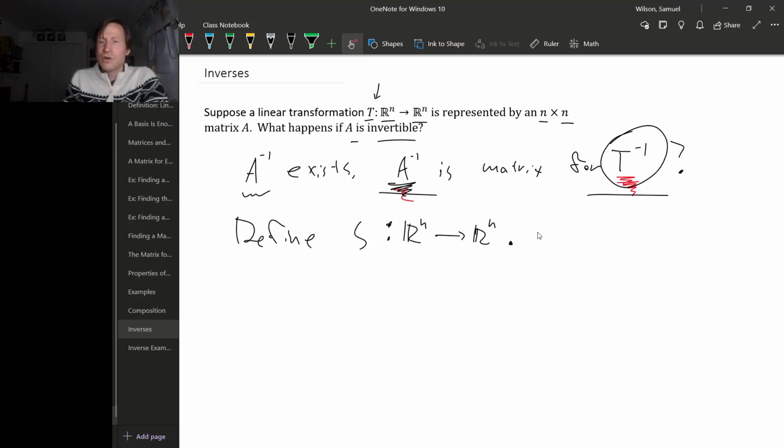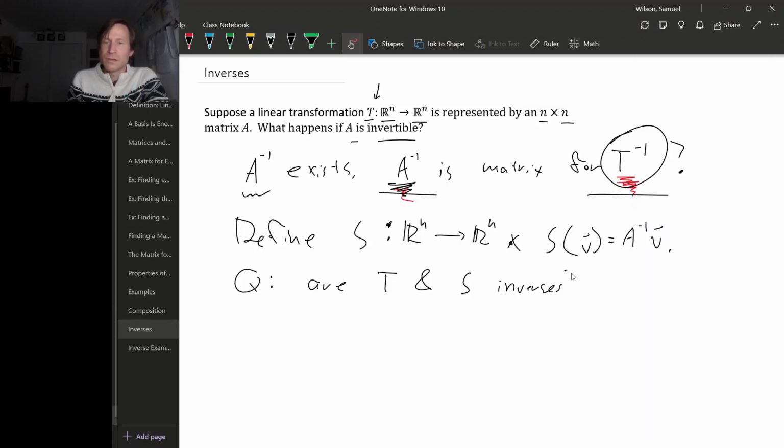Okay, and we're going to define it using this formula. S of V is A inverse times V. Now the question we have is, are T and S inverses? Well, let's check. How do you check if two functions are inverses?